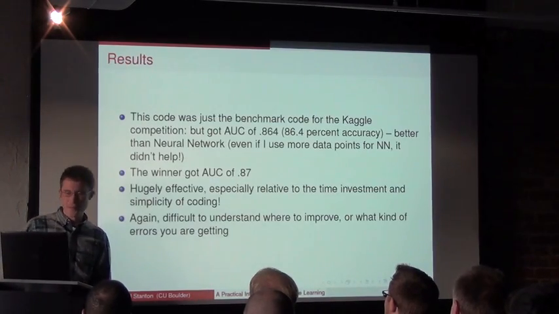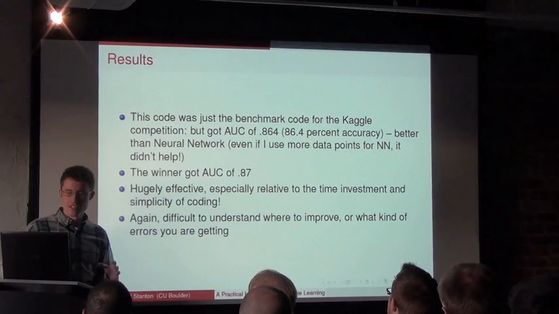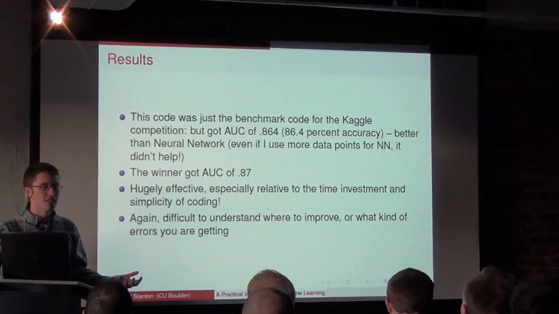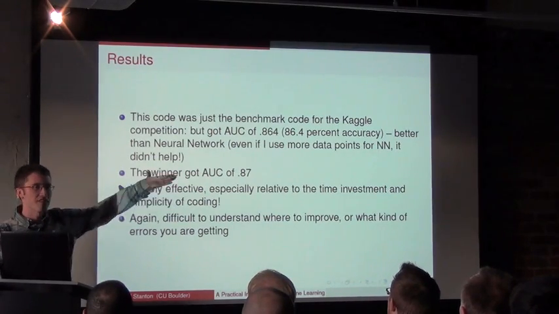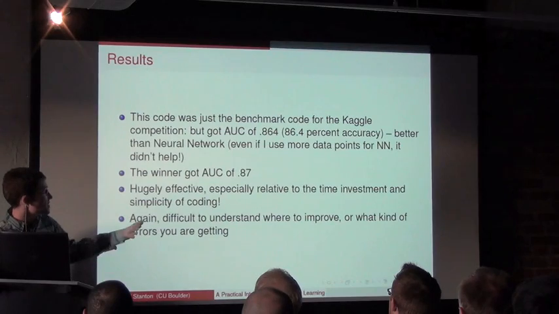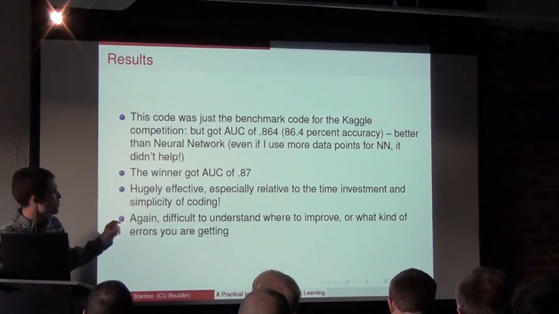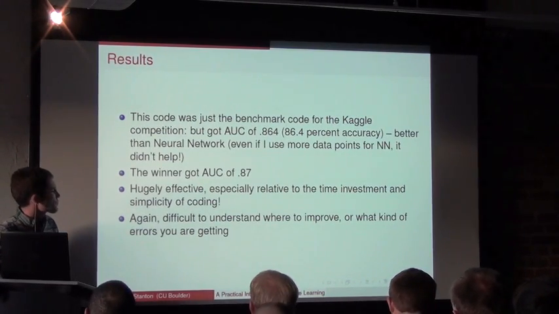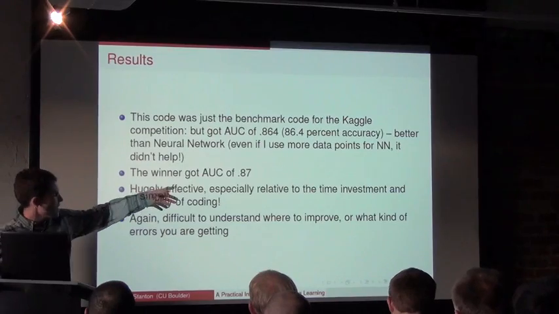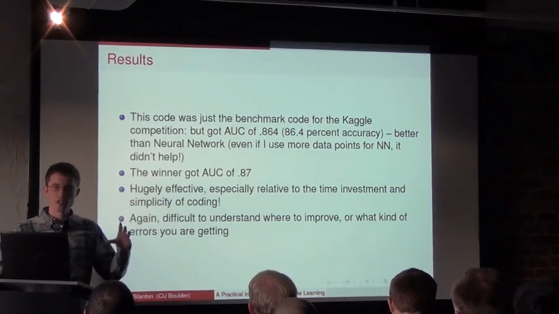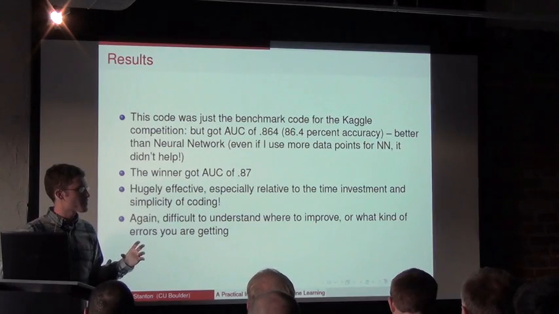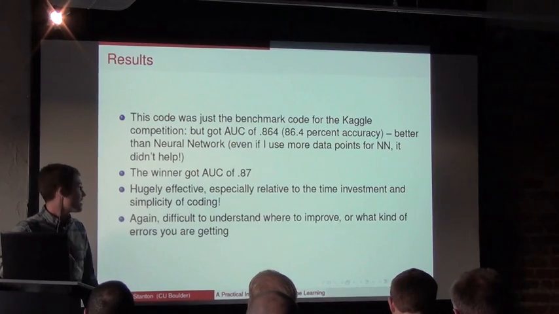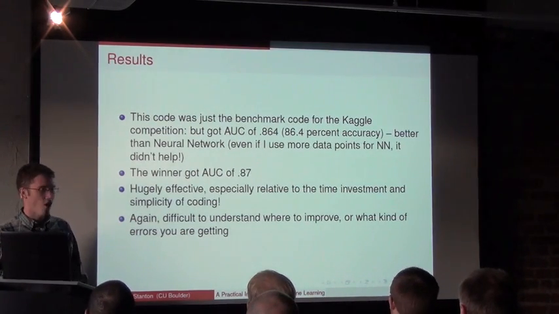Okay, so the results were remarkable, actually. I just took this benchmark code from Kaggle. Of course, there's not much you can do to change it. It's very, very simple, right? This is code that was just released, and you have to beat this to really feel like you're doing something. This is an 86.4% accuracy, which, if you remember, the neural net was only 85.5%, which was harder and took longer. The winner only got 87%, right? So this is pretty remarkable, using completely stock R code from random forest, no data cleaning, 10 lines of code, including installing the package and calling the library. You got 86.4% and almost won the competition.